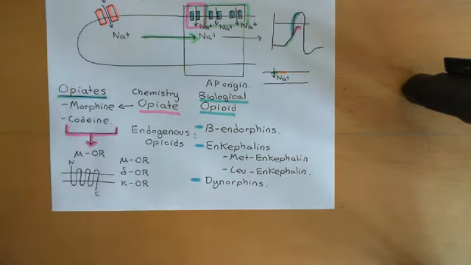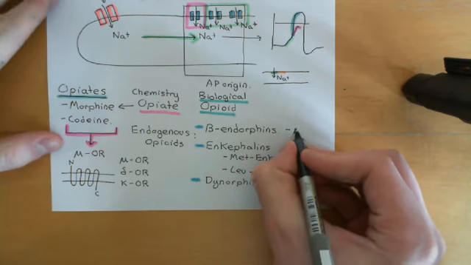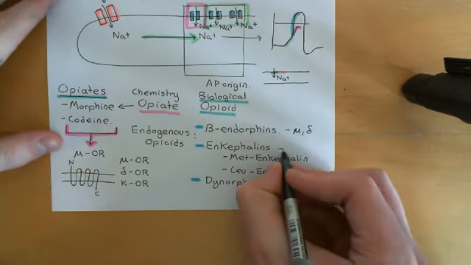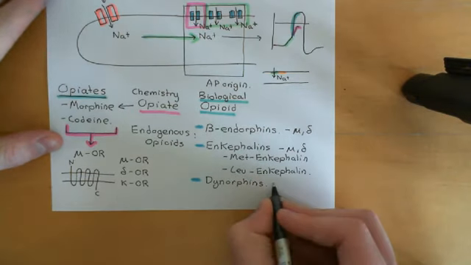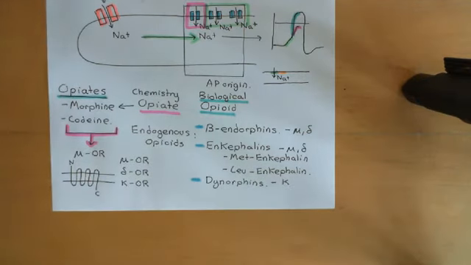Okay, now if we're discussing the endogenous opioids, the beta-endorphins are agonists at the mu and delta opioid receptors. The enkephalins, again, are agonists at the mu and delta opioid receptors, but the dynorphins are agonists at the kappa opioid receptors.